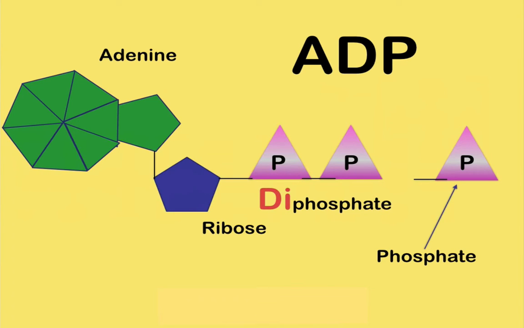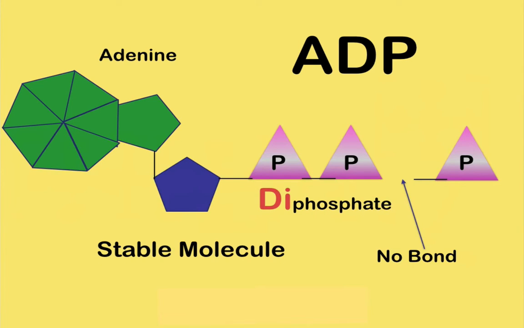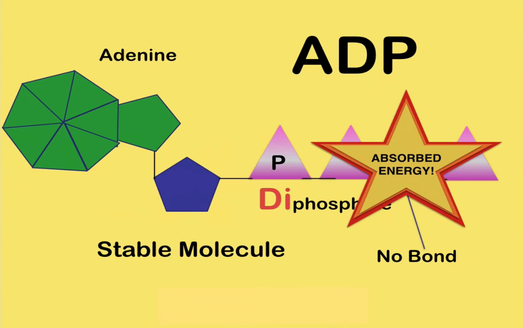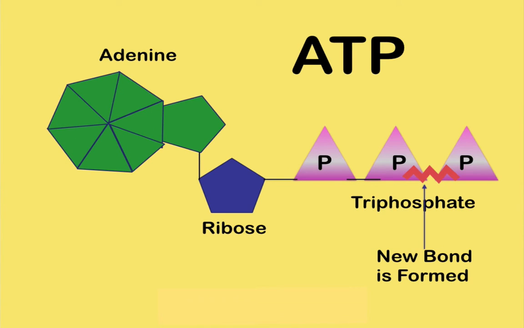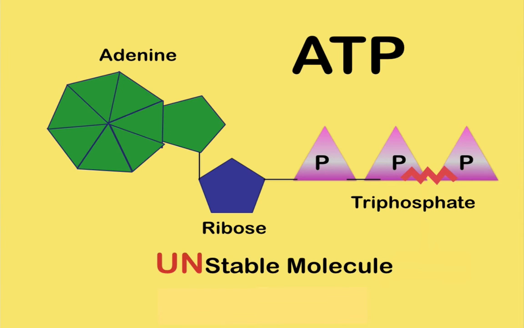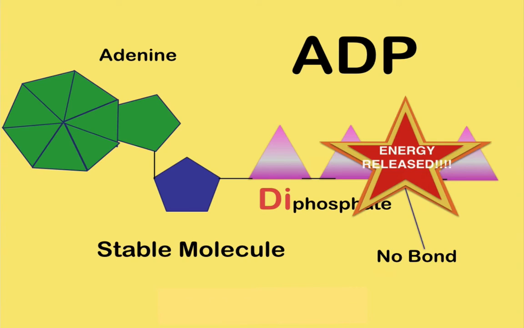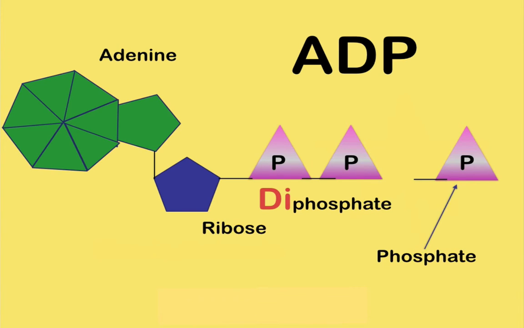So starting off with adenosine diphosphate, diphosphate meaning two phosphate groups, and our third has not bonded yet, so there's no bond yet. This is a fairly stable molecule, right? Then when you absorb energy, like sunlight from a photon, you have enough energy to bond that third phosphate group. And again, that's an unstable molecule. It doesn't last very long. So then that energy will be released in the Calvin cycle, creating a diphosphate group again.